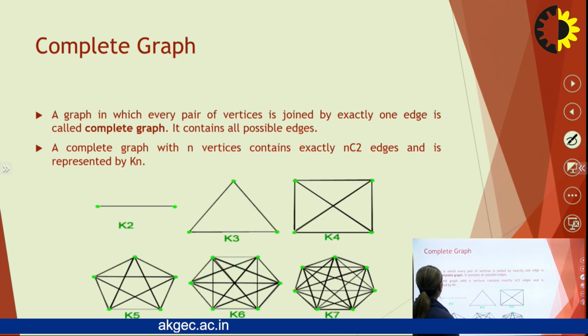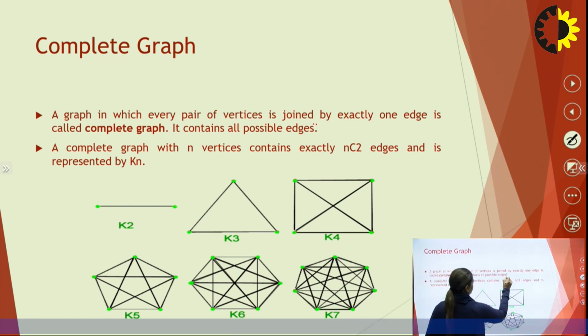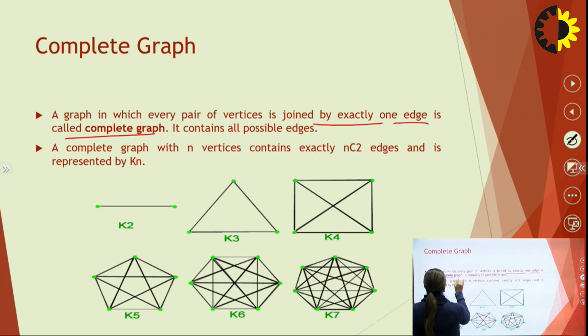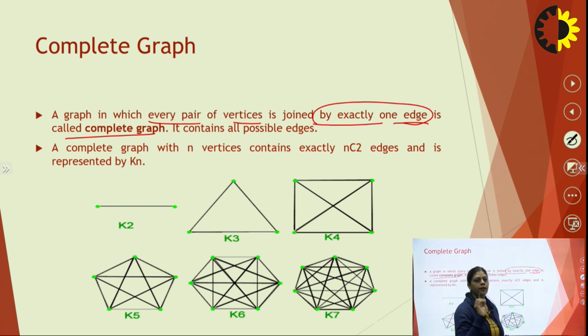Now what is a complete graph? A graph in which every pair of vertices is joined by exactly one edge is called a complete graph, right? A graph in which every pair of vertices is joined by exactly one edge means there is definitely one edge between any two vertices of the graph, then it is a complete graph, right?